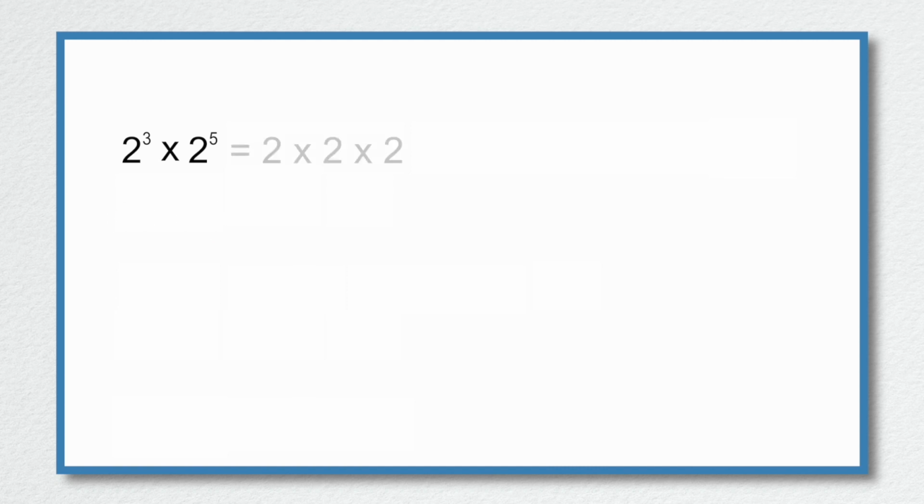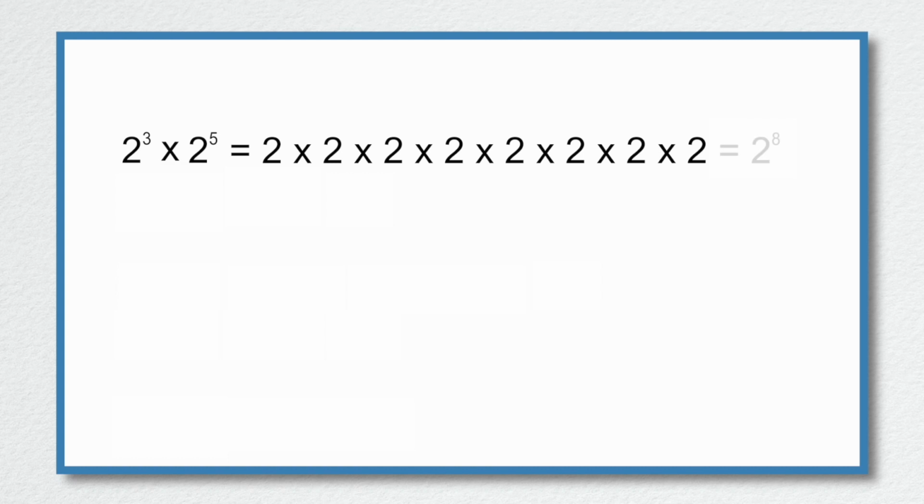2 to the power of 3 is 2 times 2 times 2, and 2 to the power of 5 is 2 times 2 times 2 times 2 times 2. So if we add up all those 2's, we end up with 8. So we are multiplying 2 by itself 8 times, which is equal to 2 to the power of 8.